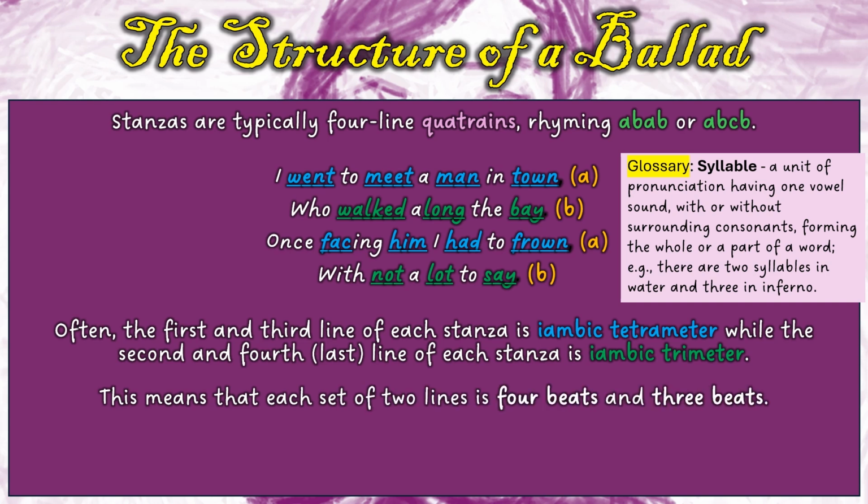Often the first and third line of each stanza is iambic tetrameter, while the second and fourth, last line of each stanza, is iambic trimeter. You can see the blue is iambic tetrameter, and that's where we've got four stressed syllables: I went to meet a man in town. Whereas in the second line, we've got iambic trimeter, which means there are three stressed syllables: who walked along the bay. And you can see the rhyme scheme there. Town and frown are our A rhyme, and bay and say are our B rhyme.